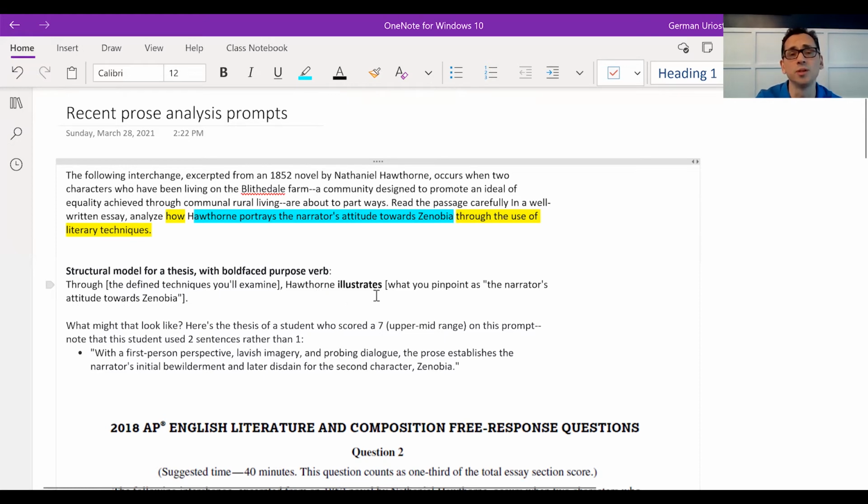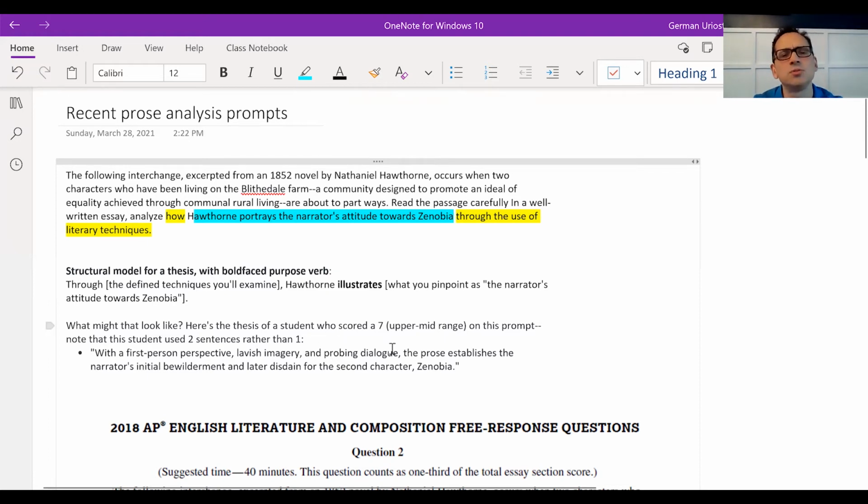Don't say Hawthorne illustrates the narrator's attitude towards Zenobia, because then you're going to miss the boat. They're going to say, oh, you didn't define what we're asking you to define, right? You just put that placeholder in, right? You need to define that very, very clearly, right? So what might that look like? Let's take a look at this.